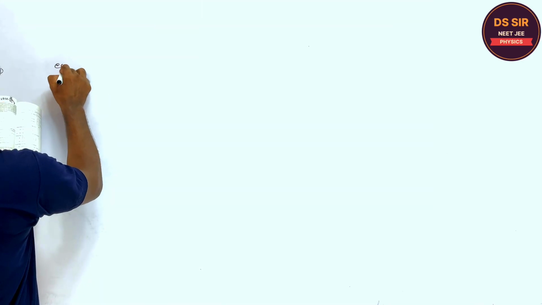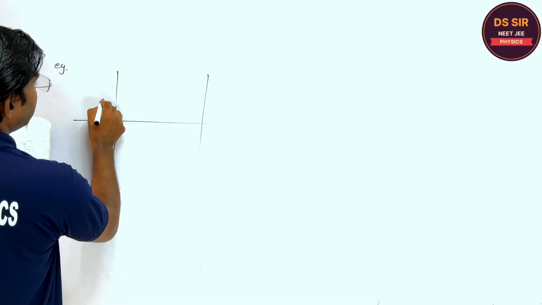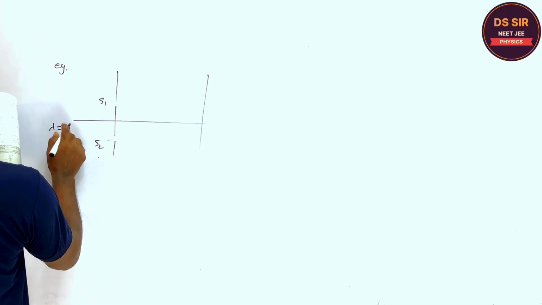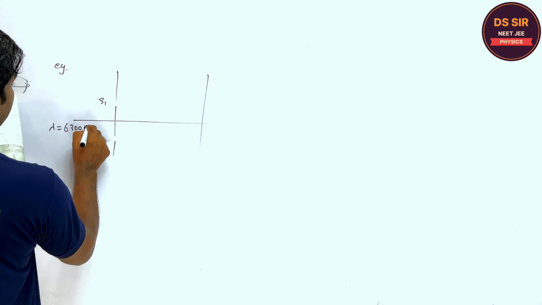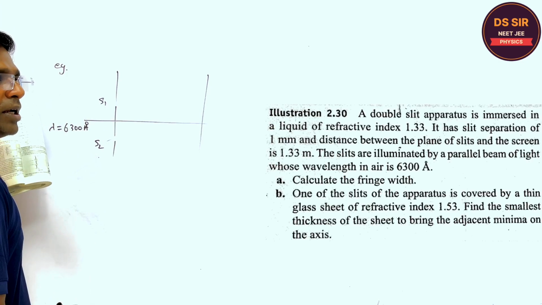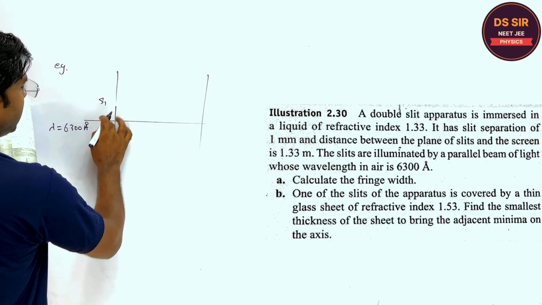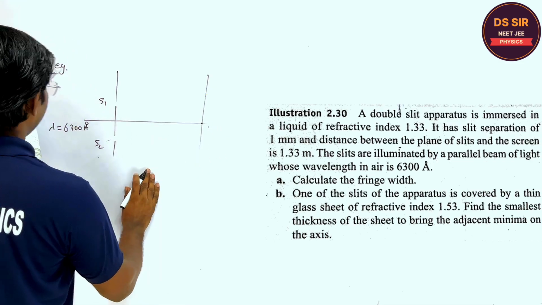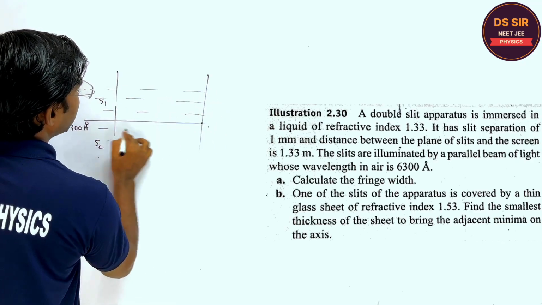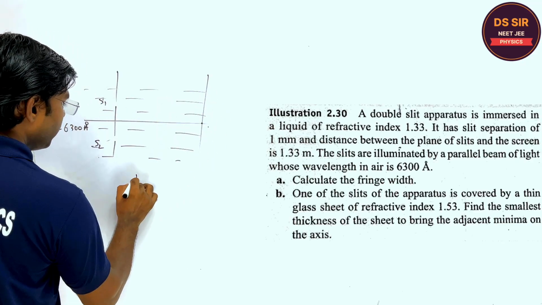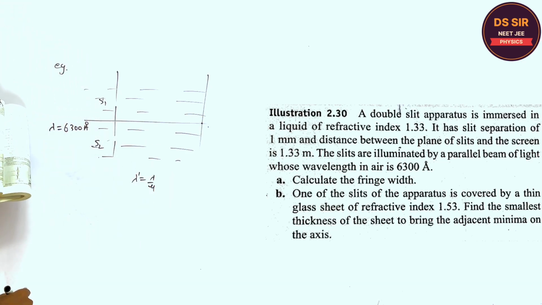So in this question, this is the YDSE experiment, suppose, right? This is the S1 and S2. The wavelength we are using is 6300 angstrom. All right. Is it clear or not? So if this is the S1 and S2, this is the central bright fringe. When this is placed in the liquid, are you getting or not? So now I have to take the wavelength as lambda by mu. Is it clear or not?